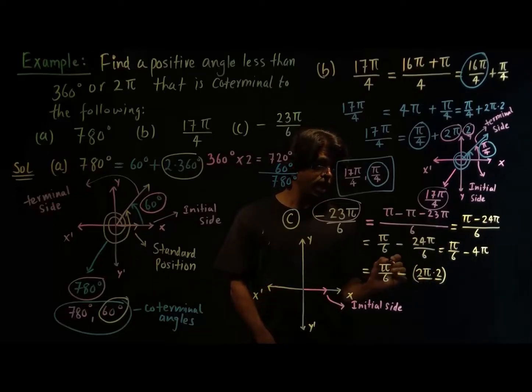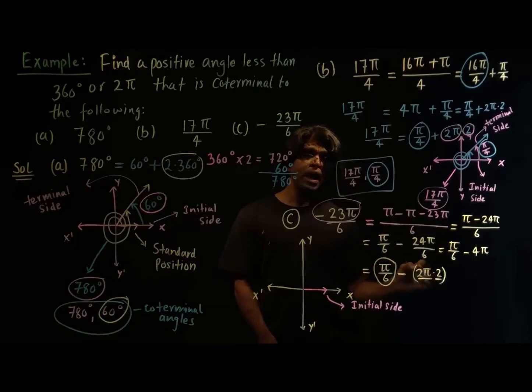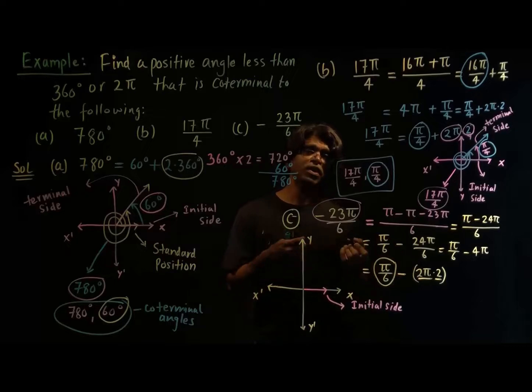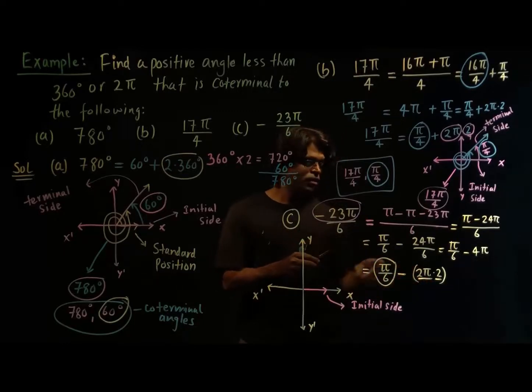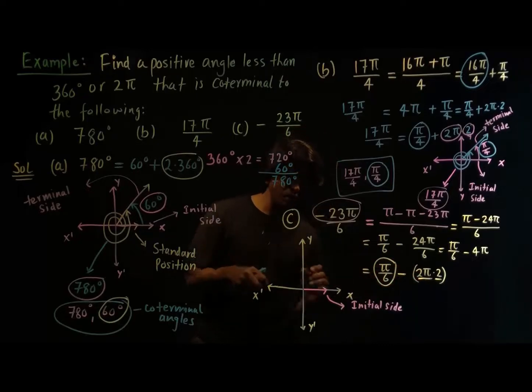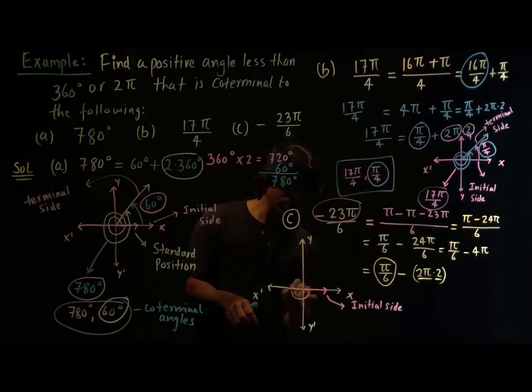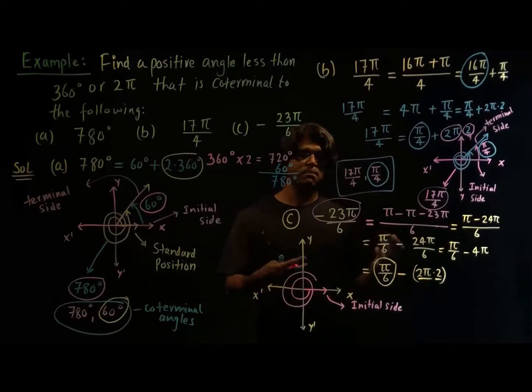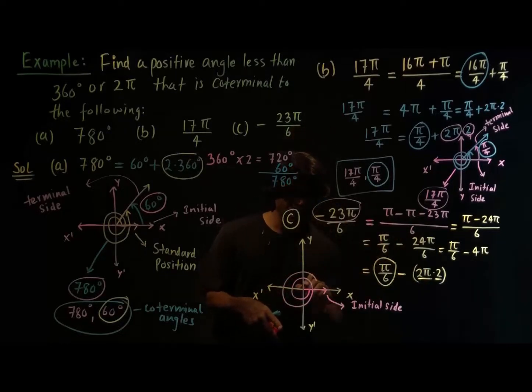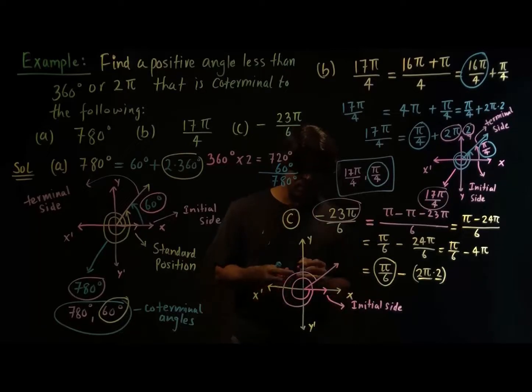But wait a minute, we have the angle pi over 6 less than 4 pi in the clockwise direction. So we need to go 4 pi but pi over 6 less than 4 pi, and we need to go in the clockwise direction. So I'm going clockwise. This is my first cycle. This is my second cycle, but I need to stop over here. Do you know why? Because this angle is pi over 6 less than 4 pi, which completes the second cycle. So my angle would be this angle right here.